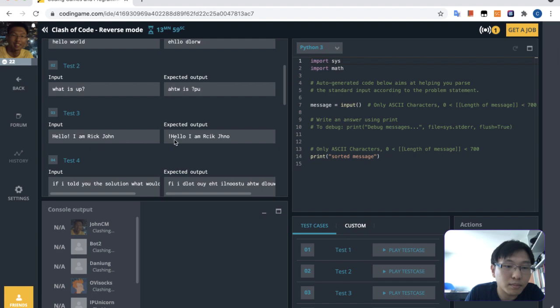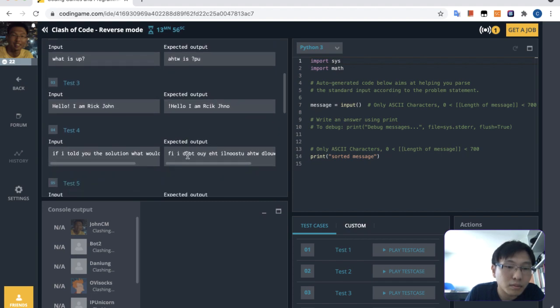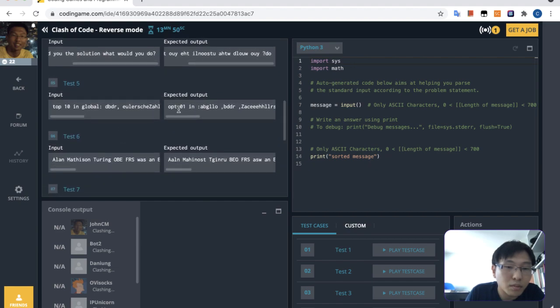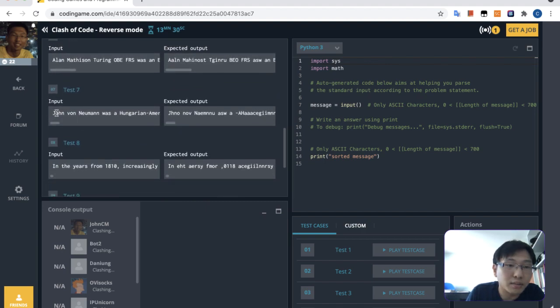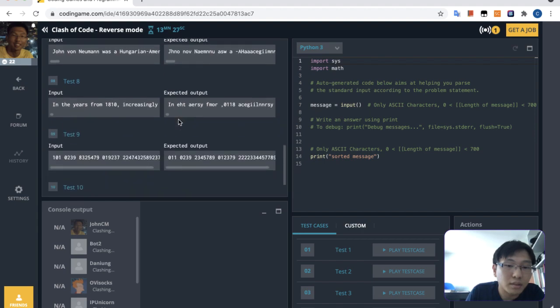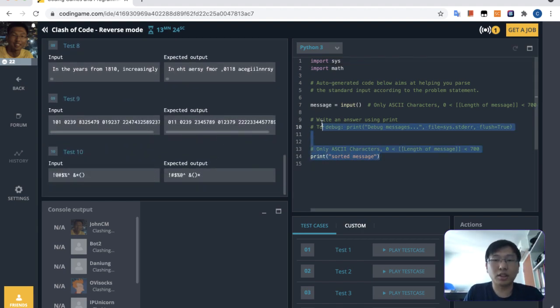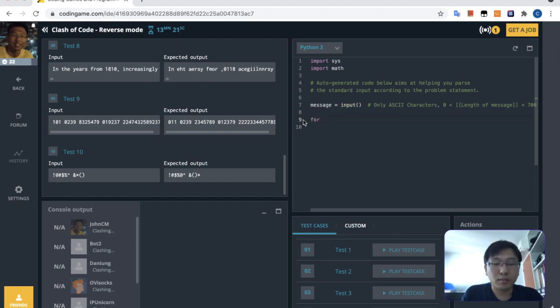WORLDJOHNRICK. It looks like a shifting. You see over here, you shift the apostrophe here. So GLO. Oh, it's just a sort. It's just a sort of each character. Now you see the numbers here. Yeah, it's a sorted message. So okay, very simple.